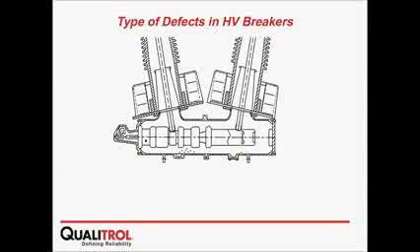Types of defects on the high voltage breaker. Here we have an example of a dead tank breaker, the entrance and output bushings. We have the interrupter over here, and we have the insulation part. Here will be the mechanism to operate that breaker.